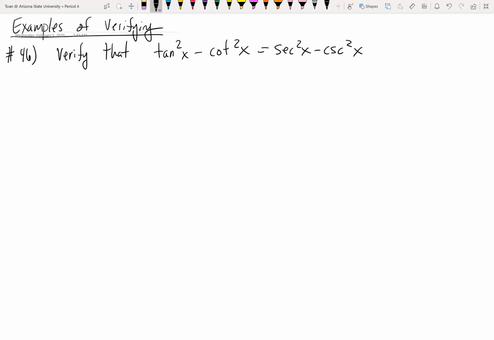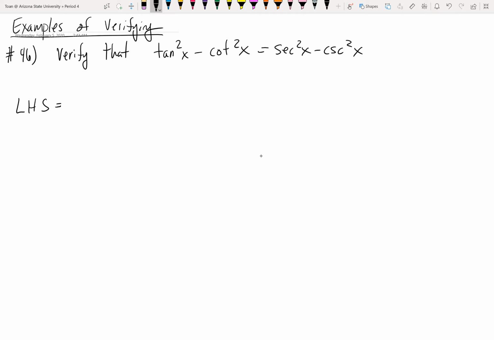So taking a look at number 46, it asks us to verify that tangent squared x minus cotangent squared x equals secant squared x minus cosecant squared x. Now my hint of picking the more complicated side, they're, to me, personally, equally complicated, so it doesn't really matter what side we start with. Let's just start with the left-hand side.